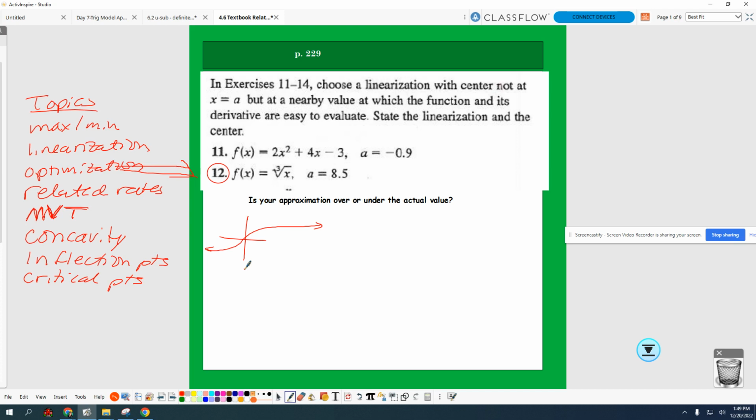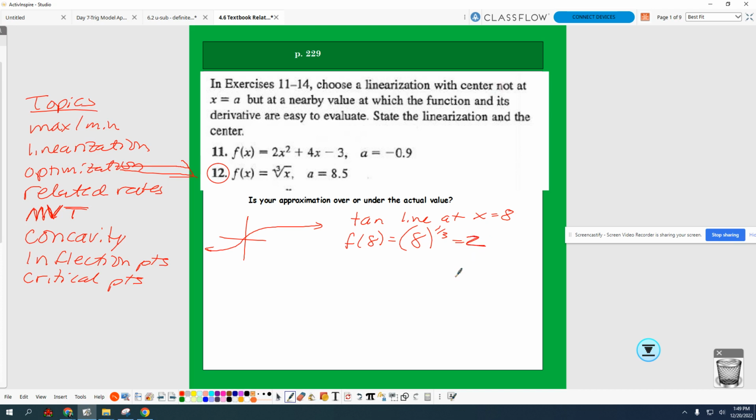What x value do you think we should create the tangent line at? 9 or 8? Which one? 8. Why? Because 8 is a perfect cube. So we're going to find the tangent line at 8 because that's one that I know. f of 8 is 8 to the 1/3. What times itself 3 times is 8?